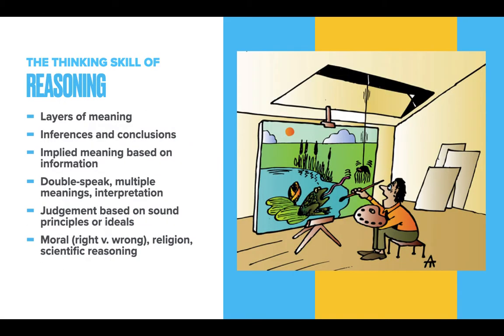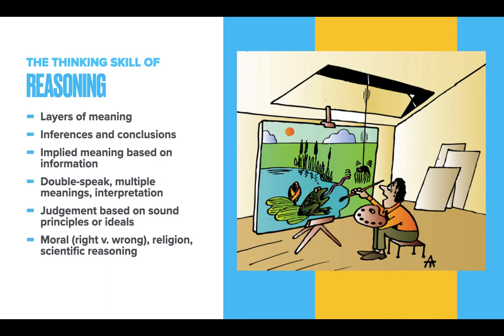Moving on to reasoning. Reasoning has to do with layers of meaning. So with this, an inference is like an educated guess, but you could also make a conclusion based on the work itself, and perhaps an object was made 50 years ago.